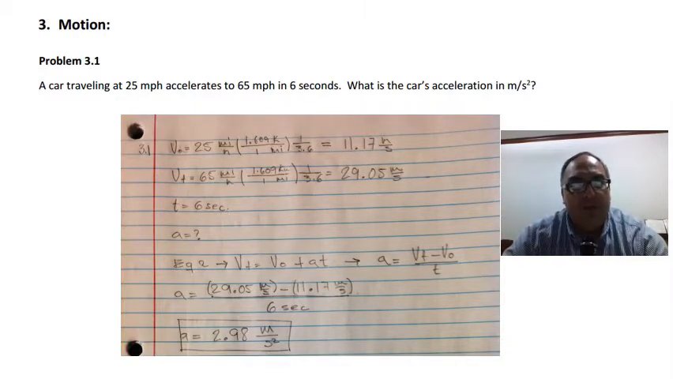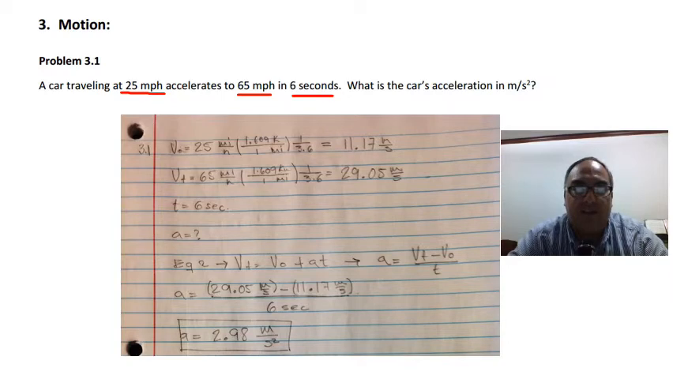Problem 3.1. A car traveling at 25 miles per hour accelerates to 65. So it's going slow and then goes faster. And the car does that in 6 seconds. Basically, they're giving us the time. So we have V0, but we have miles per hour. Do you see miles per hour?